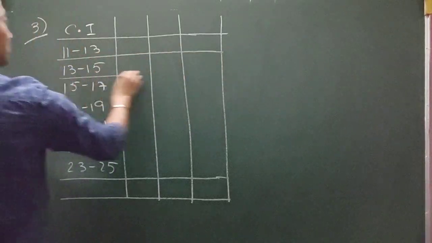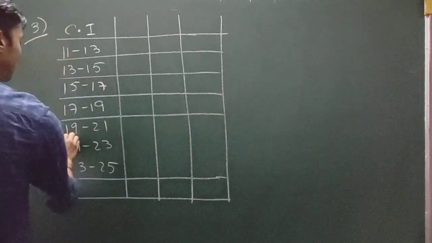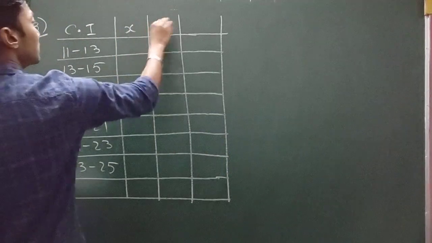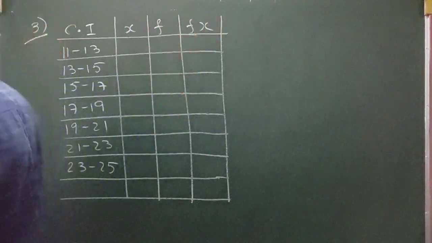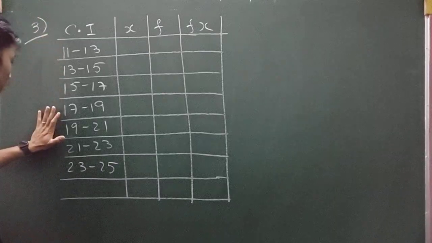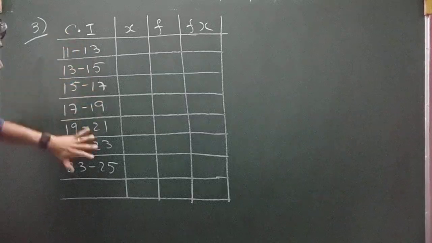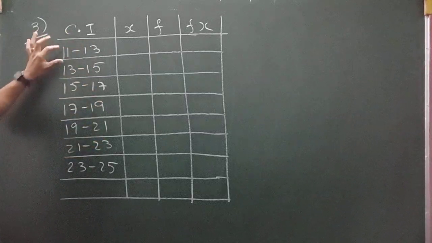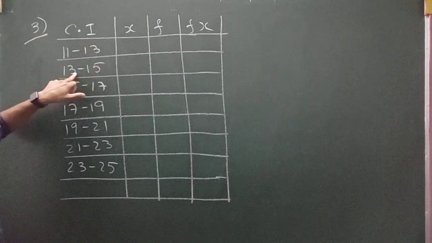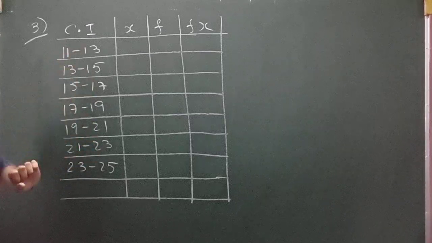So in the meantime, you can calculate the class mark, I mean the middle value. Before that, check the class intervals. Is this table grouped continuous or not? 11 to 13, 13 to 15, 15 to 17, continuous. Is it uniform? 11 to 13, 11, 12, 13 is here only, no? So 11, 12, 13, 14, 2 each, so everything is fine, no problem.